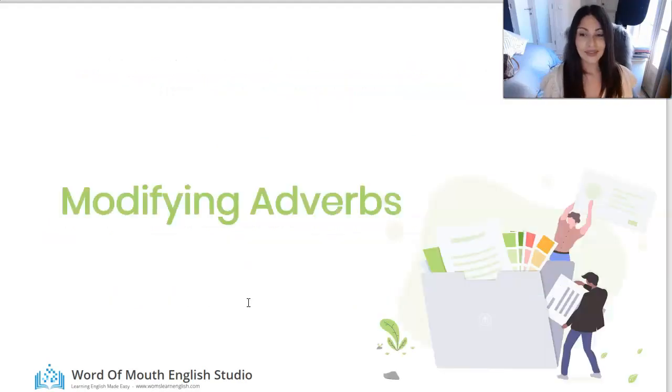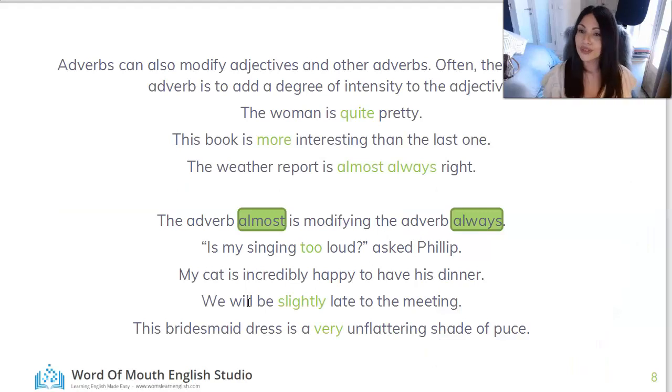Okay, so different classifications. Now let's go on to a different classification of adverb. These are the modifying adverbs, or adverbs of modification, as they are written in many grammar books. Adverbs can modify adjectives and other adverbs, as we talked about earlier. The reason we use the adverb is to add a degree of intensity, okay? A degree of heat, perhaps, to the adjective we are trying to describe. For instance, "The woman is quite pretty." You could say the woman is pretty, but if you want to know how pretty she is, to what extent she is pretty, then you need to use an extra adverb. That adverb would be a modification adverb.